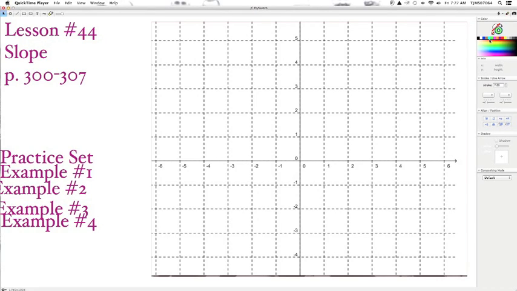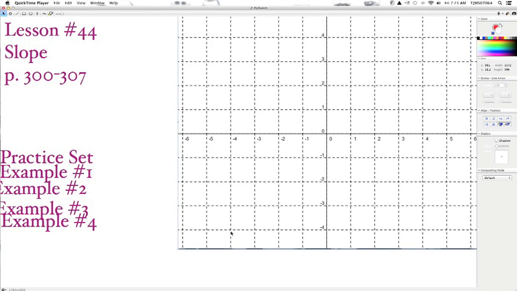Okay, this is lesson 44, part 2, pages 300 to 307, and we're talking about slope. All slope is, it's defining a line on a graph. These are linear equations, these are straight line equations, and when we're talking about slope, we say slope is defined as the rise over the run. So what does that mean?